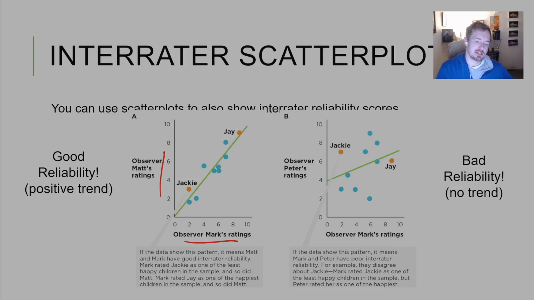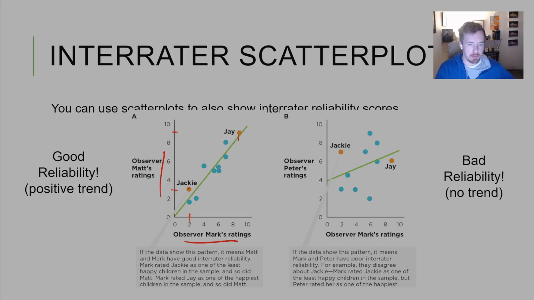And if I find that they are all over the place, there's not really a consistent trend here, that's worrisome, because it would look a little bit like this. Mark scored Jackie at a 2, Matt scored Jackie at a 3. Those are pretty close. Mark scored Jay at an 8, and Matt scored Jay at a 9. Pretty close. But if we look over here, where Peter, I don't know what Peter's doing.